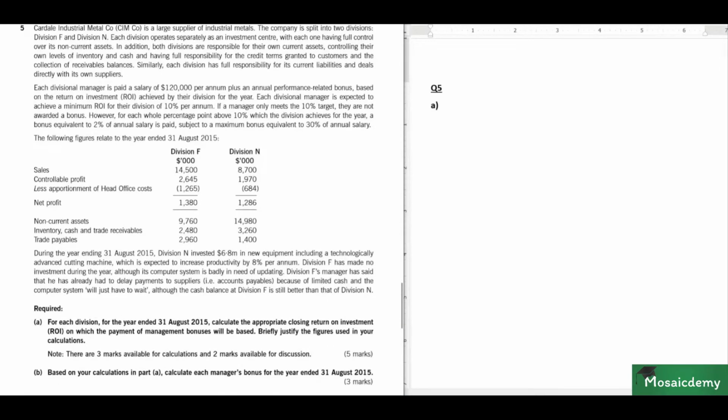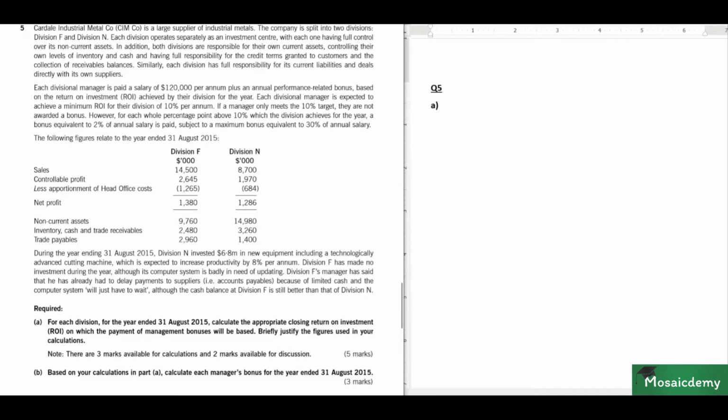The first part A, for 5 marks. For each division for the year ended 31st August 2015, calculate the appropriate closing return on investment. Let's stop here. Return on investment, remember, it's a ratio, and you have your profit over your investment or capital employed. So they've clearly told us that we need to use the closing balance of the capital employed. Sometimes it can be average return on investment, where we need to use the average balance by taking the average of the opening and closing balance, but here we need to use the closing balance. Let's make a note of that mentally.